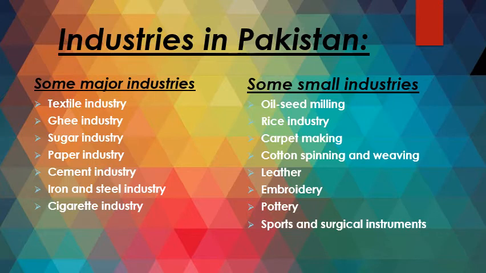Now here come some of the industries of Pakistan, some major industries and some smaller industries. Major industries include textile industry, ghee industry, sugar industry, paper industry, cement industry, iron and steel industry, and cigarette industry. On the other hand, there are some small industries as well that include oil seed milling, rice industry, carpet making, cotton spinning and weaving, leather, embroidery, and pottery. Apart from this, sports and surgical instruments.